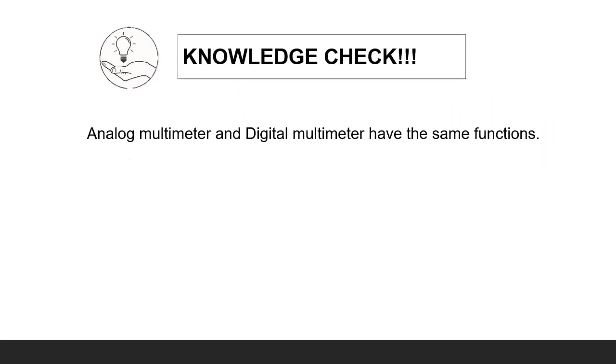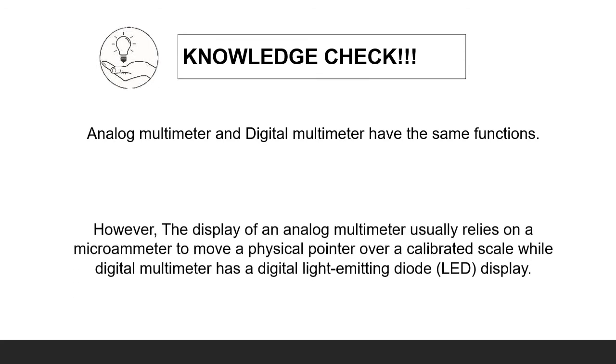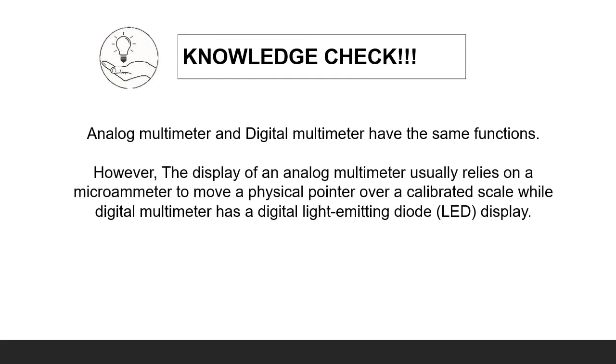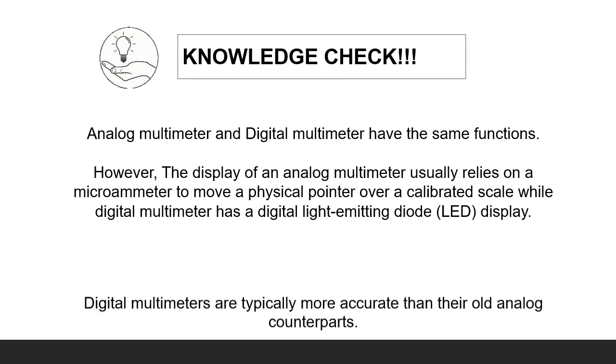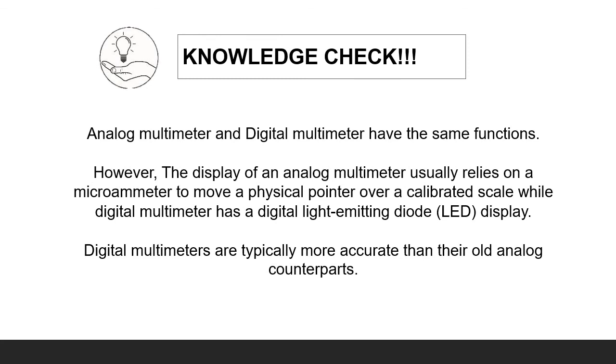And that's it for our discussion. To sum up, analog multimeter and digital multimeter have the same functions. However, the display of an analog multimeter usually relies on a microammeter to move a physical pointer over a calibrated scale, while digital multimeter has a digital light emitting diode or LED display. Digital multimeters are typically more accurate than their old analog counterparts.